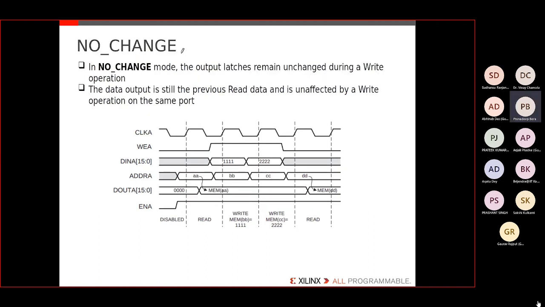Similarly, no change. No change is the mode where, whenever write enable is high, the output will latch. You can see the output has been latched. So there will be no switching. If there is no switching, there will be no dynamic power dissipation. Only static power dissipation will be there on the read port, so the power consumption will be quite less. Correct? That is the advantage of no change mode.